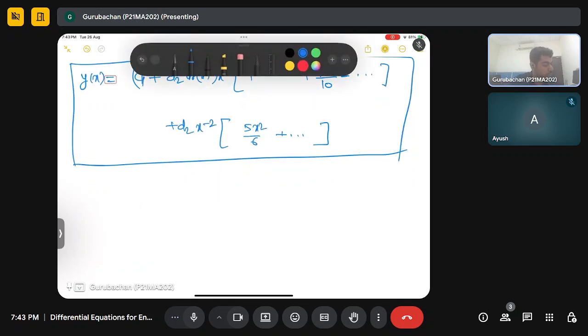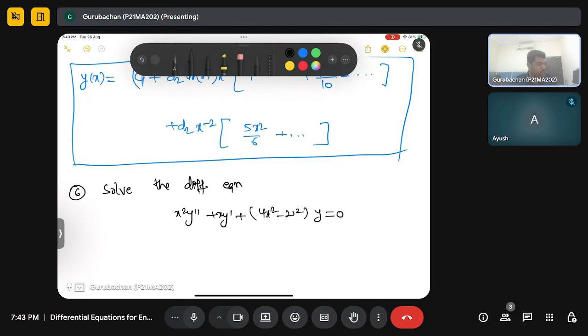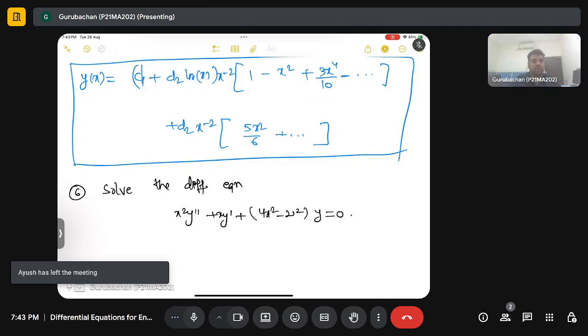So next question is: solve the differential equation x square y double dash plus xy dash plus 4x square minus some nu square y equal to 0. Clearly, this is a type of Bessel's equation. So you need to solve this by some transformation of x. Try this one.